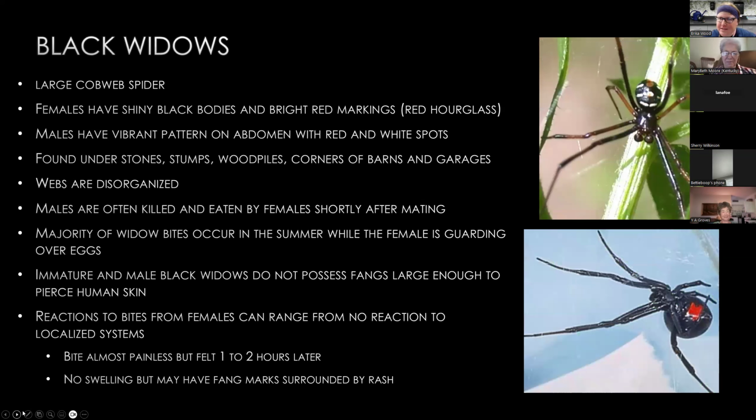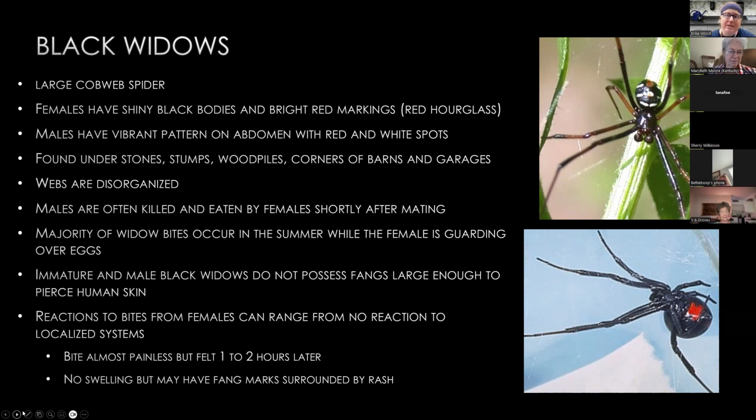All right, let's get to the last two spiders. And these are the ones I'm sure all of you have been wanting to hear about. That's going to be our black widows and our brown recluses, more of our venomous spiders that we're concerned about with their bites.